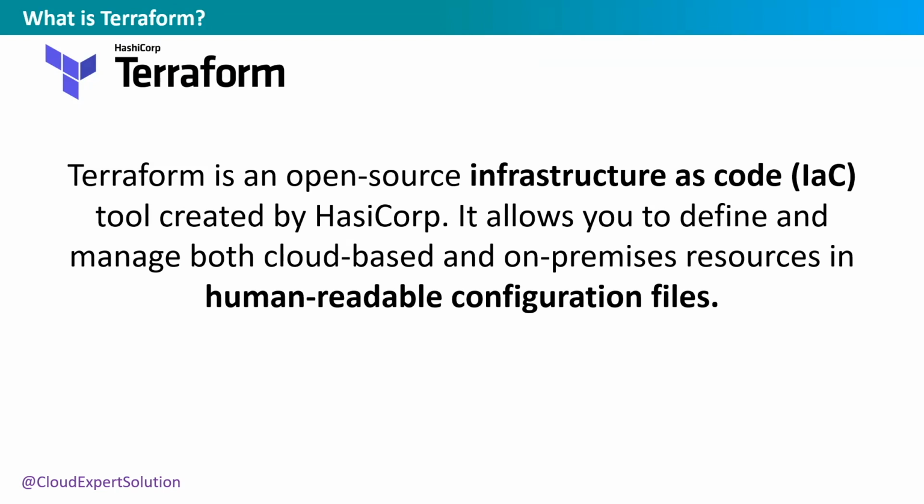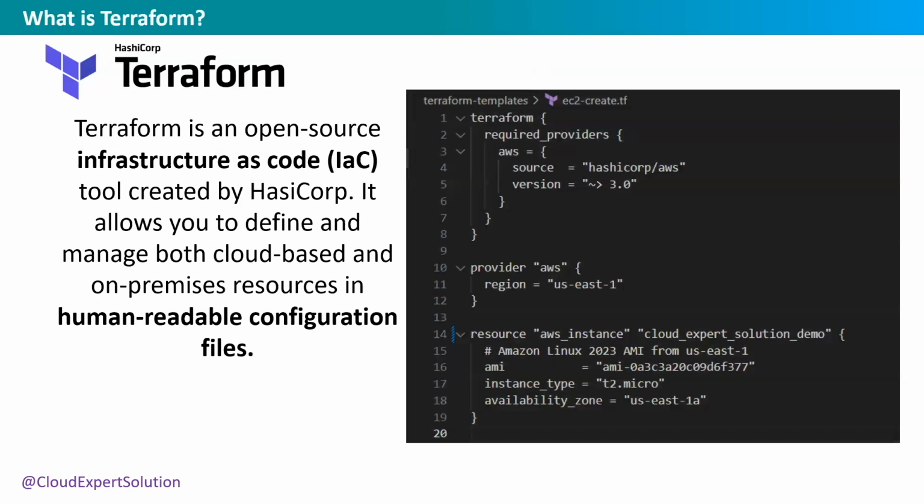Let me show you one Terraform script first, but don't worry, we will cover each and every component of the script. This is a sample Terraform script to create an EC2 instance. Now, if you concentrate on the red highlighted section, here I have defined AMI, instance type, availability zone.